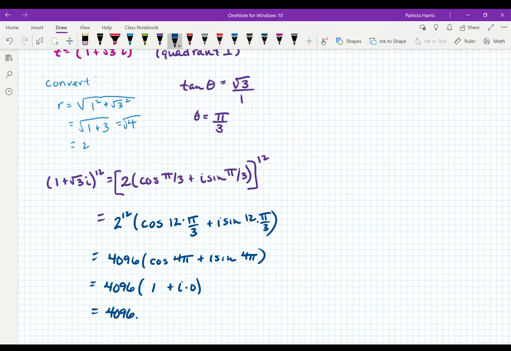Okay? So, yeah, this is a fairly useful formula because we do sometimes want to raise complex numbers to powers that we don't want to multiply out. And it's way faster than actually multiplying it out. Okay? So next up is roots.